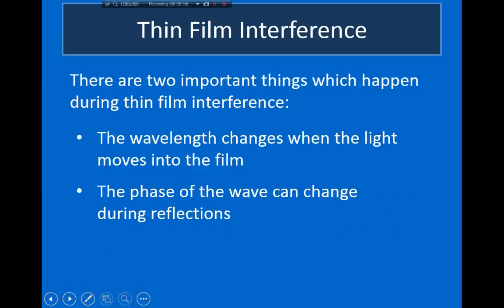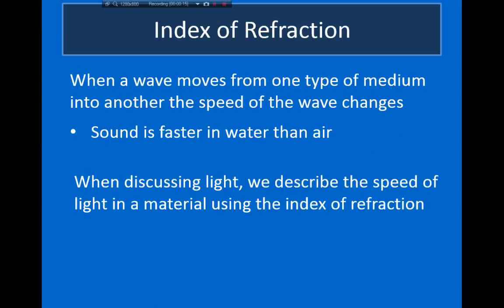Now, it turns out that there are two things about this type of interference that make it a little bit more difficult than the slit interference that we discussed in the previous two videos. And the first thing that I'd like to talk about are the changes that can occur to the wavelength of light when it moves from one material into another.